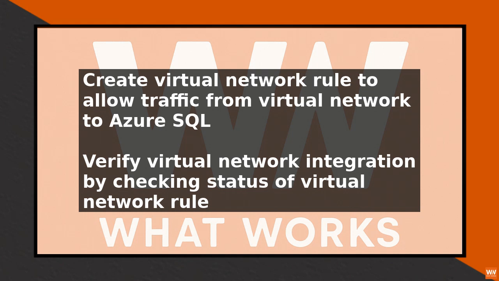You can do this by running the command az sql server vnet-rule show, specifying the name and server of the rule. This will display the status of the virtual network rule, indicating whether it is enabled or disabled. By following these steps, you can successfully integrate Azure SQL with a virtual network using the command line interface. Remember to replace the placeholders with your actual values and to test the integration after completing the steps.